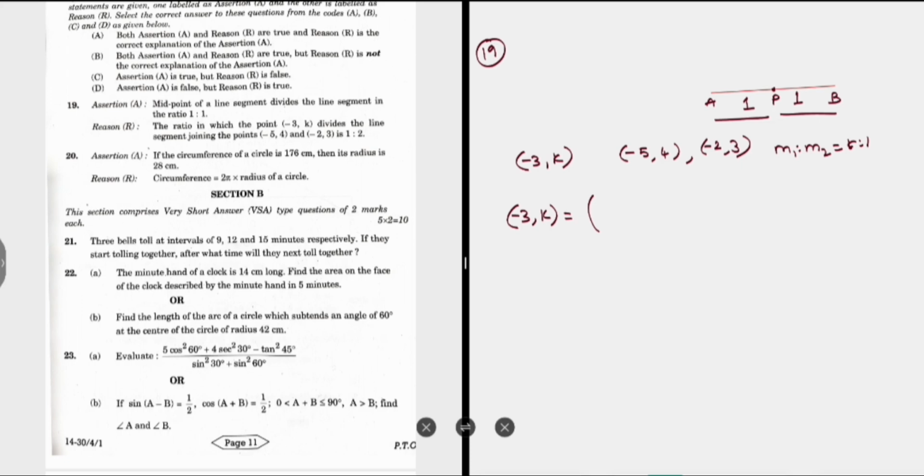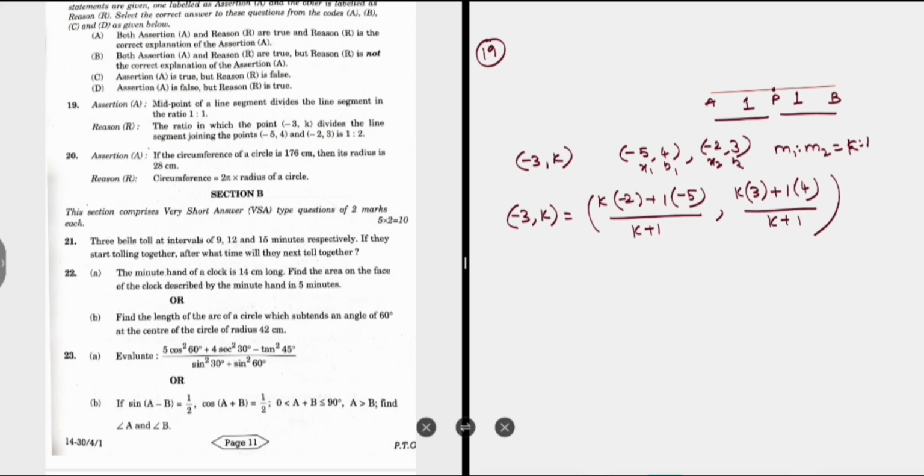Then m1 x2 means k into minus 2, this is x1 y1, this is x2 y2, so k into minus 2 plus m2 is 1, into x1 minus 5, by m1 plus m2, that is k plus 1. Hope you all remember the section formula. I am just substituting directly. k into y2 is 3 plus 1 into y1 4, by k plus 1.